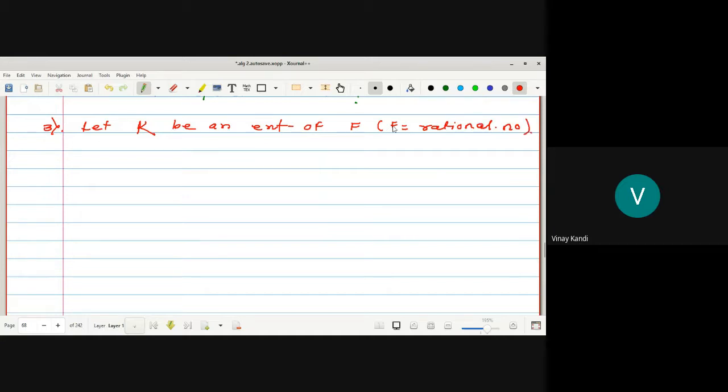Show that any automorphism of capital K must leave every element of F fixed. Every element of F, that is the field of rational numbers.